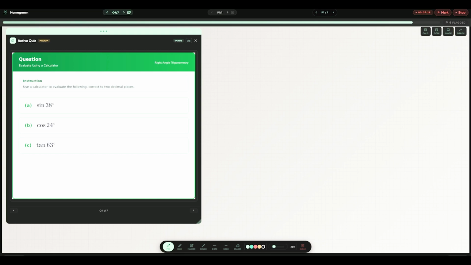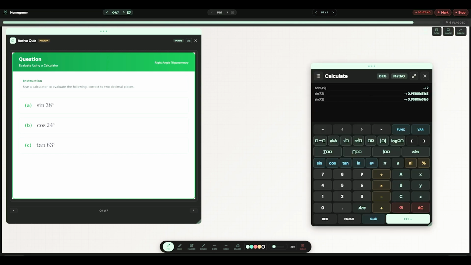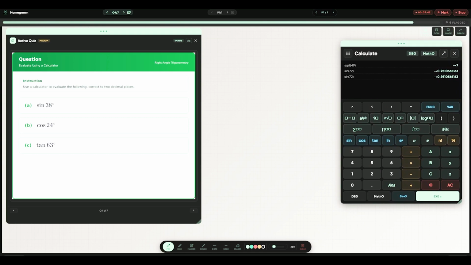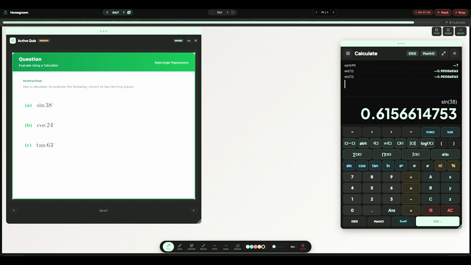Now it wants us to evaluate them to two decimal places. And that means that when we get our answer, we're going to round. Right, first things first, we're going to put them into our calculator. So we bring up our calculator and we're going to put in sine and then 38. Right, and if we hit execute or equals, it will bring up what our value is.